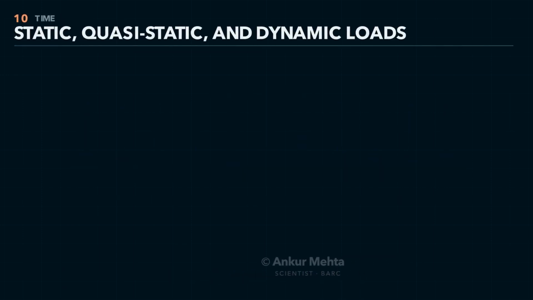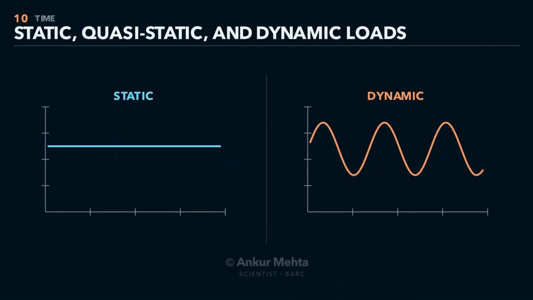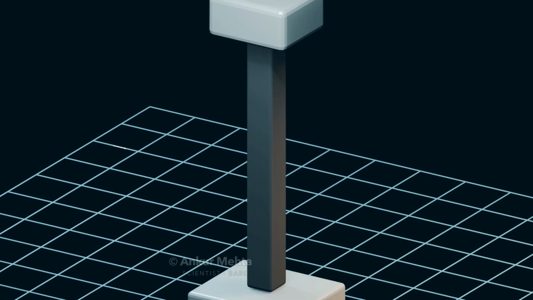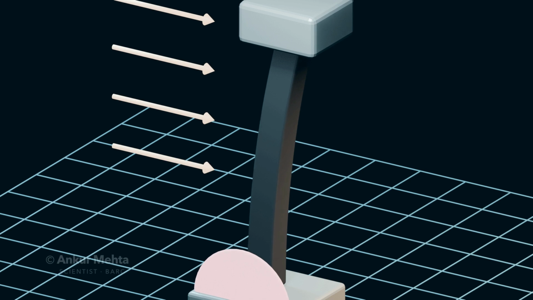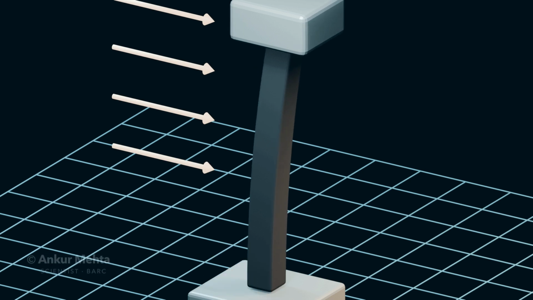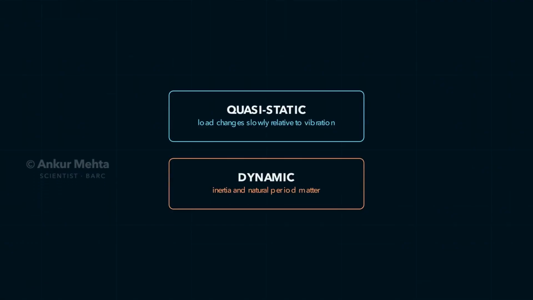A static load remains constant with time. A slowly varying load may be treated as quasi-static when it changes much more slowly than the structure can vibrate. A dynamic load changes in magnitude, direction, or position rapidly enough that inertia becomes important. Wind gusts, seismic ground motion, waves, rotating imbalance, and moving vehicles are familiar examples. The distinction depends not only on the load but also on the natural time scale of the structure.